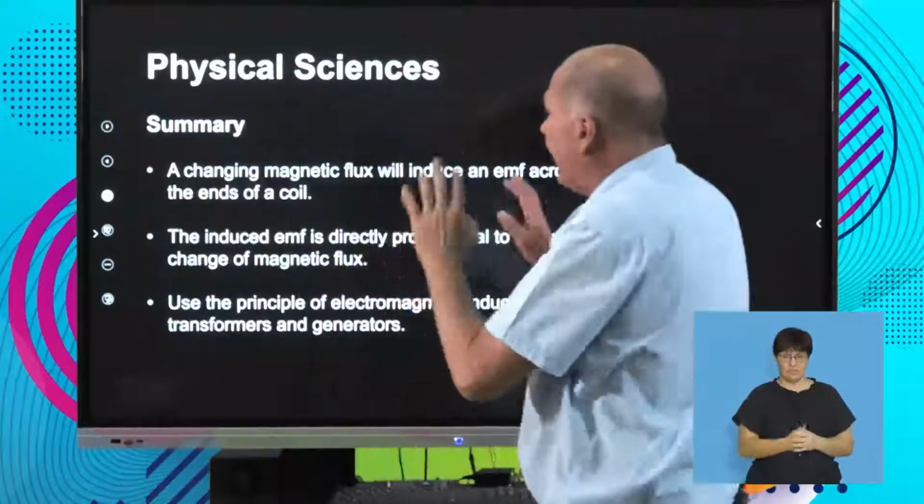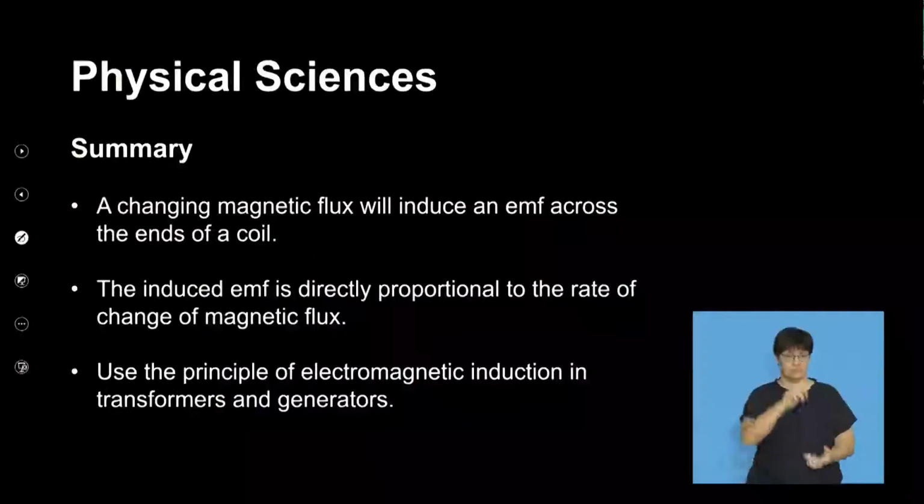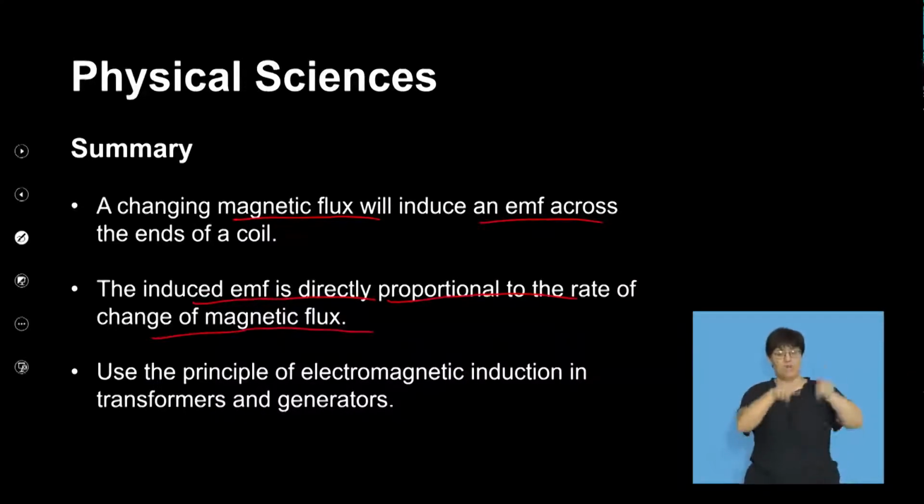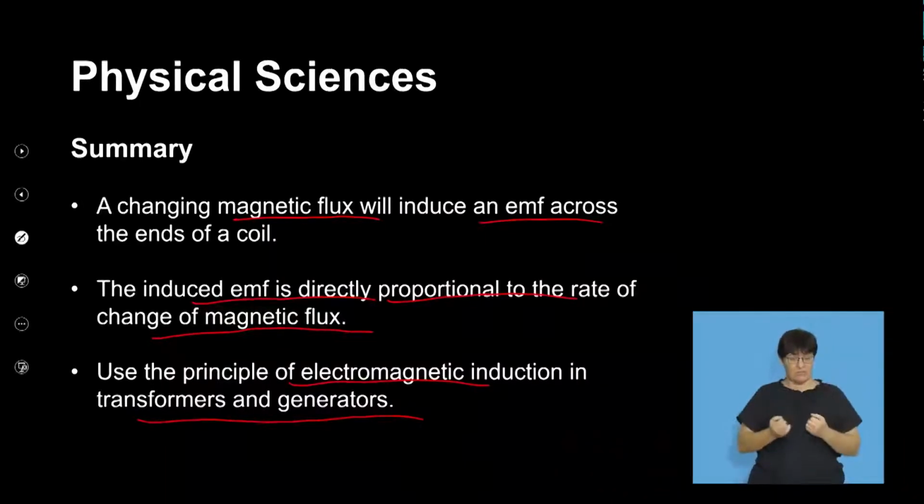Now, final thing, a summary for you. Remember, changing magnetic flux is required to induce an EMF across the ends of a coil. The induced current is directly proportional to the rate of change of magnetic flux, and we use the principle of electromagnetic induction for transformers and generators.